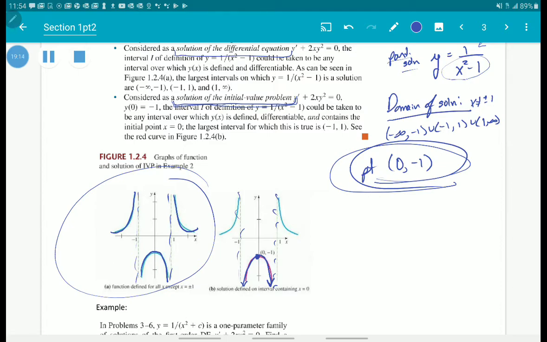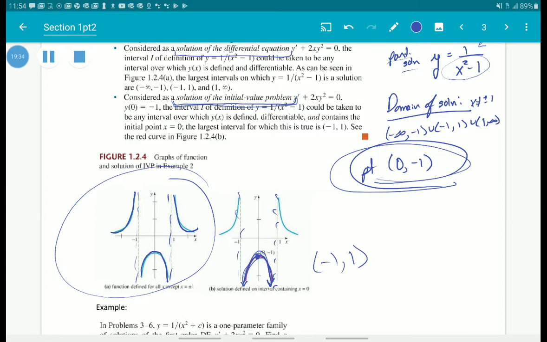So then our domain, our solution, our interval for the solution of the initial value problem would be this little piece here, which would go from -1 to 1. So it's all about that wording and what's going on with the wording.